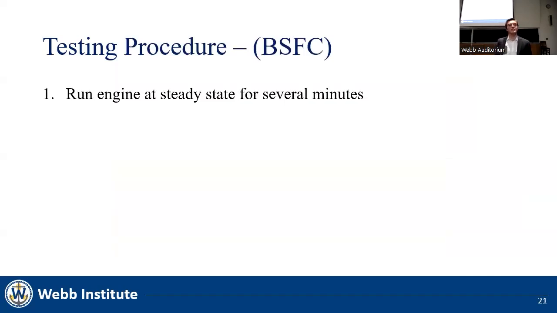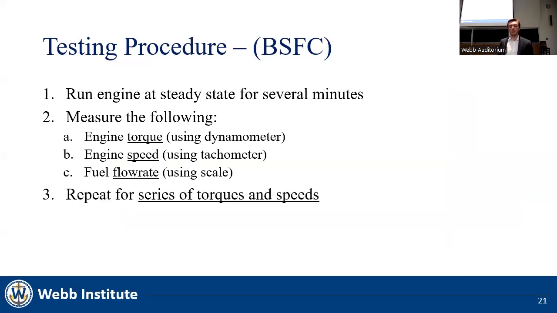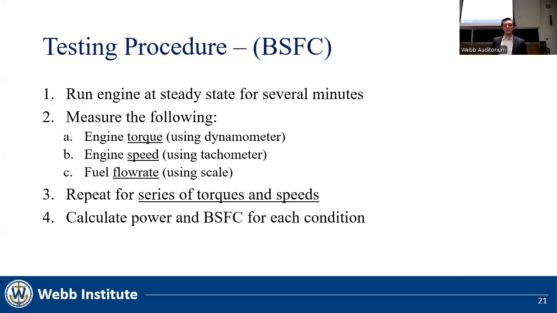First, the engine is run at steady state for several minutes. Steady state means constant speed, constant torque, and constant fuel flow rate. While the engine is running at steady state, measurements will be taken. Engine torque is measured using the dynamometer. Engine speed is measured using the tachometer, and fuel flow rate is measured using the digital scale. The previous steps are repeated for a series of torques and speeds. And once the data is collected, output power and brake-specific fuel consumption are calculated. This information can be used to plot a fuel map.